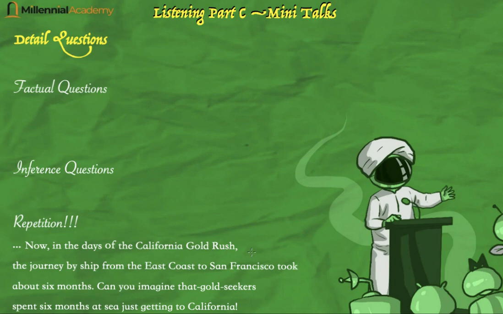Nah, perhatikan, ya. Dia bilang, perjalanannya memakan waktu sekitar 6 bulan. Can you imagine that gold seekers? Bisa tidak kau bayangkan ya, pemburu emas itu meluangkan waktu 6 bulan. Jadi 6 bulan ini kira-kira adalah informasi yang sangat penting karena dia ulang ya. Dia sudah bilang di sini, dia tekankan sekali lagi. Berarti kemungkinan besar akan ditanyakan, and you need to be aware of that. Oke, hati-hati. Jadi hati-hati dengan repetition. Itu seringkali akan ditanyakan.